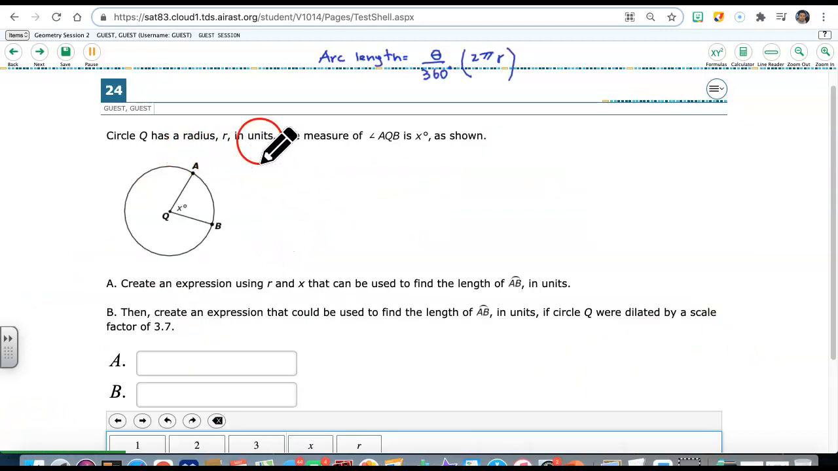Circle Q has a radius r in units. The measure of angle AQB is x degrees, as shown. By the way, when this is inside a circle and Q is the center, this is called a central angle. So this x is the central angle, and I want to use it in a minute. Create an expression using r and x that can be used to find the length of arc AB in units. Then create an expression that could be used to find the length of arc AB in units if circle Q were dilated by a scale factor of 3.7.